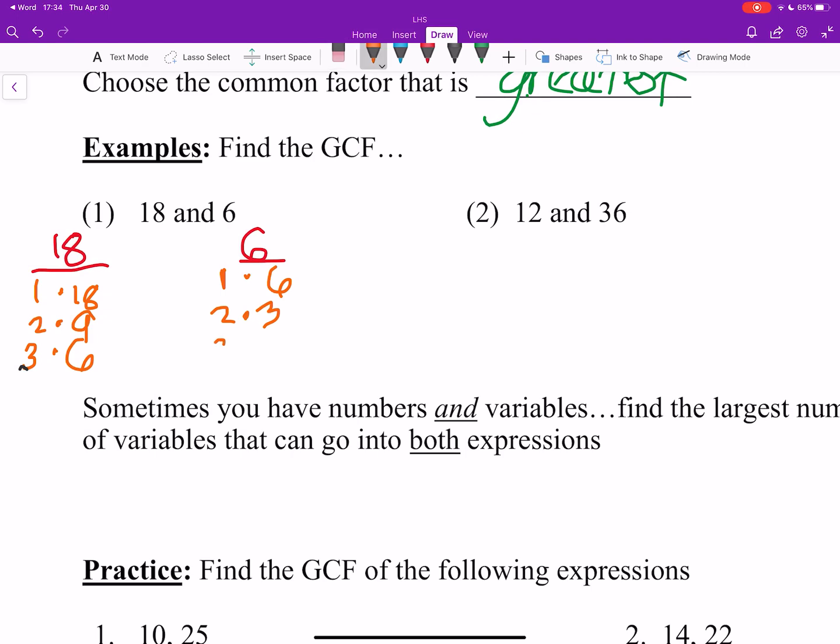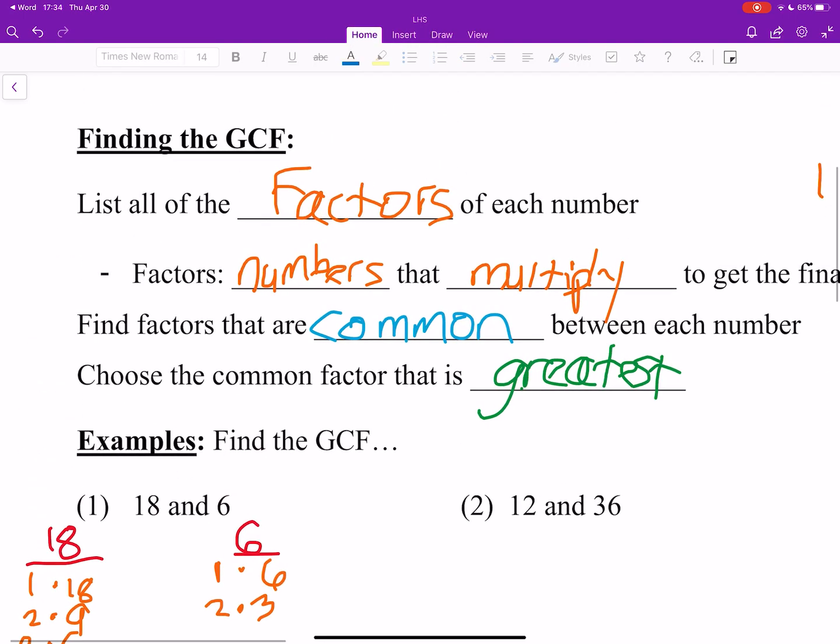The next biggest number after 2 is 3, but hey, same number in both columns, and if I were to write it, it would be 3 times 2, which I already have. So same number in both columns means I found all the factors. So I did that first step of listing all of the factors.